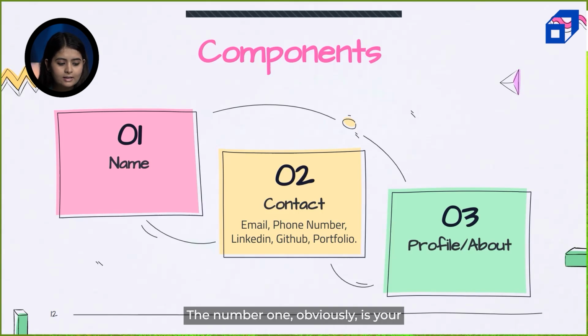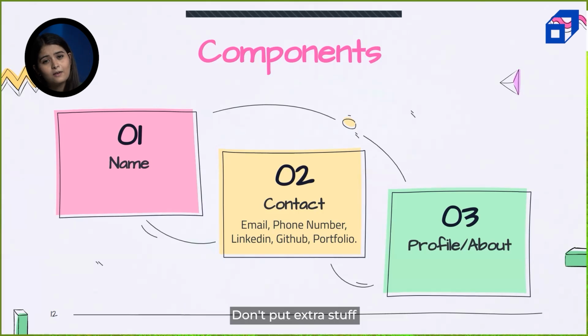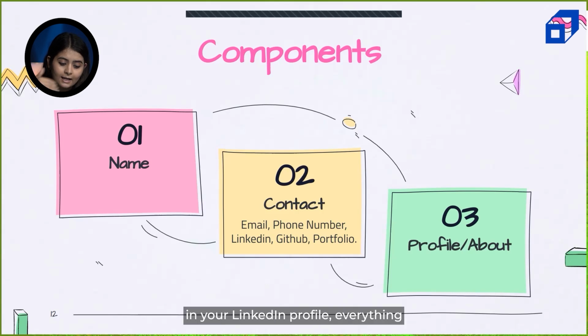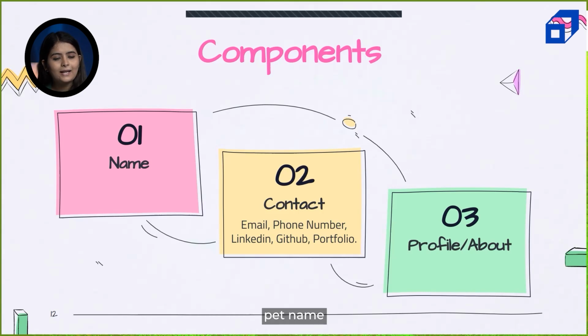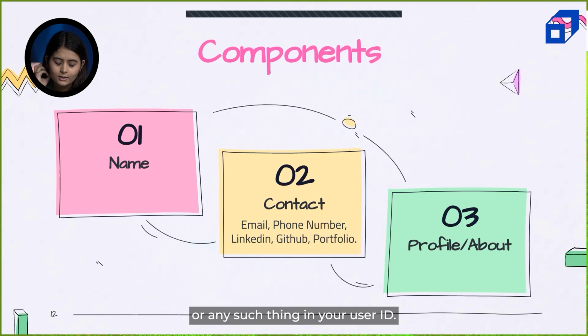Number one, obviously, is your name, and then your contact details. Don't put extra stuff which is not needed. I will show you a template, a simple template which has a lot of mistakes. Make sure you are not repeating those mistakes in your email, in your LinkedIn profile, everything. Make sure you are using a professional user ID. That's very significant. Don't use any pet name or any such thing in your user IDs.